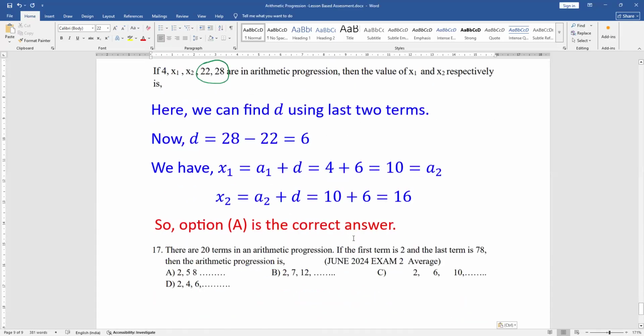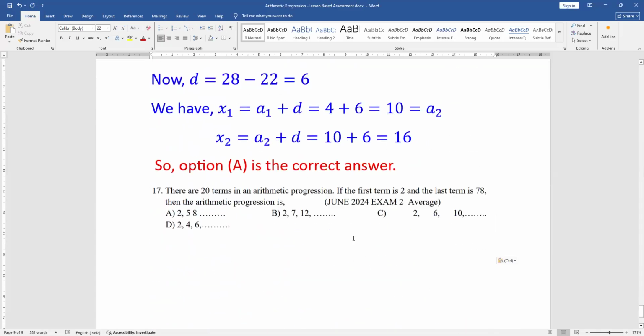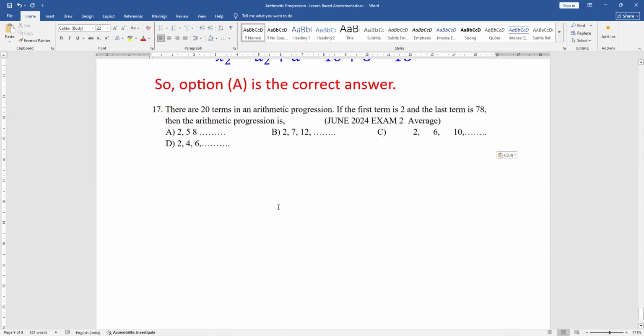So I go for the 17th question. There are 20 terms in an arithmetic progression. If the first term is 2 and the last term is 78, then the arithmetic progression is dash. This particular question was asked in the June 2024 exam.